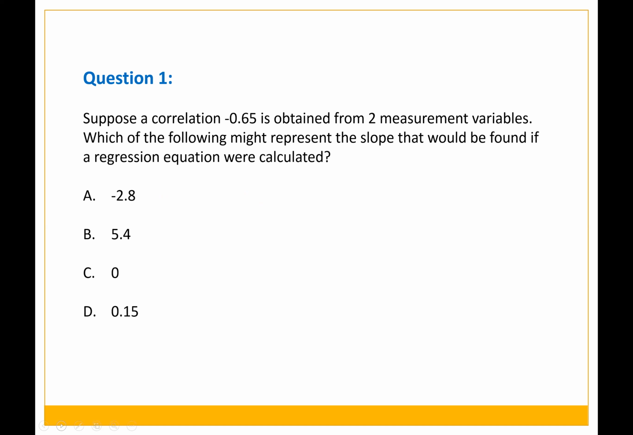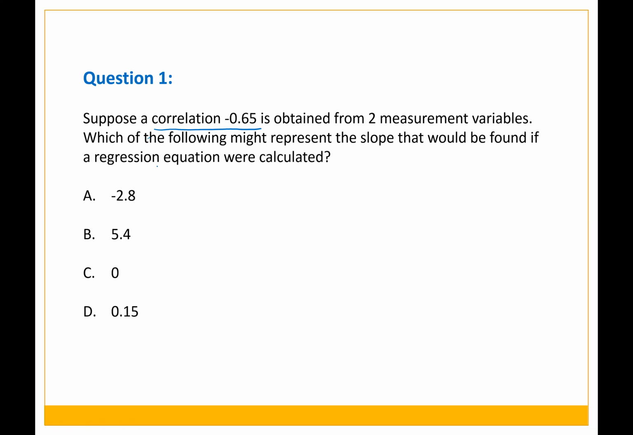Suppose a correlation of negative 0.65 is obtained from two measurement variables. Which of the following might represent the slope that would be found if a regression equation were calculated? So we have a correlation of negative 0.65. It's a relatively strong relationship, and the direction is negative, so they are inversely related to one another. With one increasing, the other will decrease.